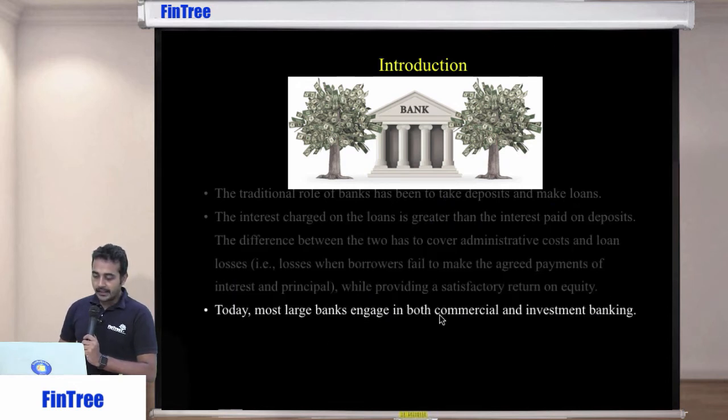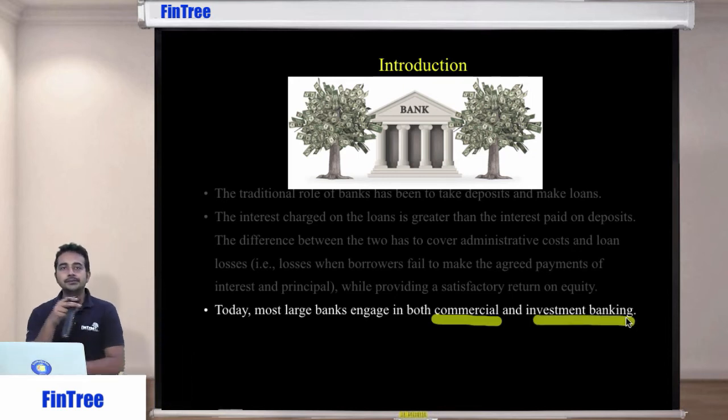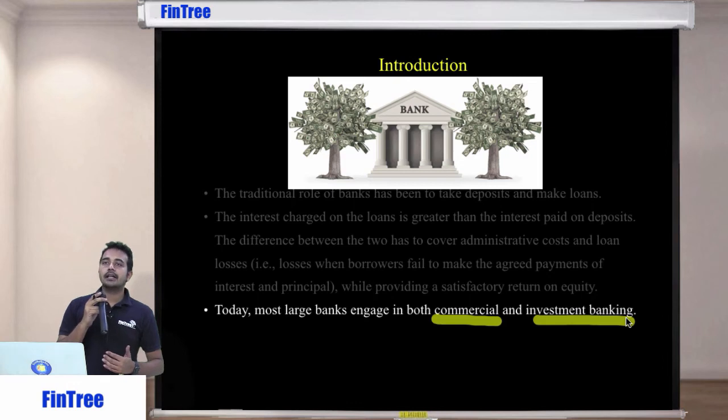Today most banks engage in both commercial as well as investment banking. Commercial banking is what we just saw, correct? Taking deposits and then giving them out in the form of loans. So that is your traditional commercial business. And investment banking is providing advisory services on transactions like mergers and acquisitions, then helping companies raise funds in the form of private equity or debt, then helping companies come up with an IPO. All these are part of investment banking activities.